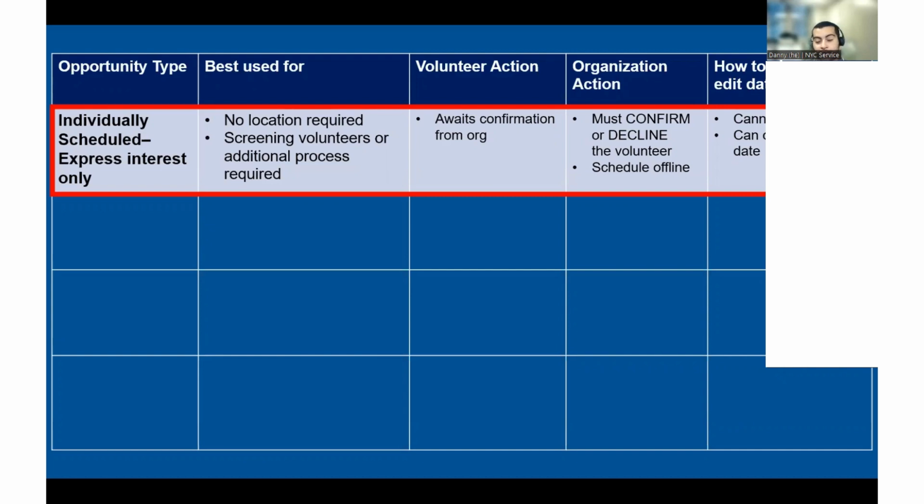This is best used if you don't have a location or if you don't want to enter a location. It's also best used for screening volunteers, or if you just want to email back and forth with a volunteer who expresses interest. This opportunity is best for those purposes. Actions required: when a volunteer does express interest, you should get an email notification and you can follow up with that volunteer. So it's awaiting organization confirmation. As the organization, you can confirm or decline the volunteer directly through the partner portal, and you can also schedule offline. So again, just emailing back and forth with the volunteer to schedule it that way, or direct them to another website that you use.